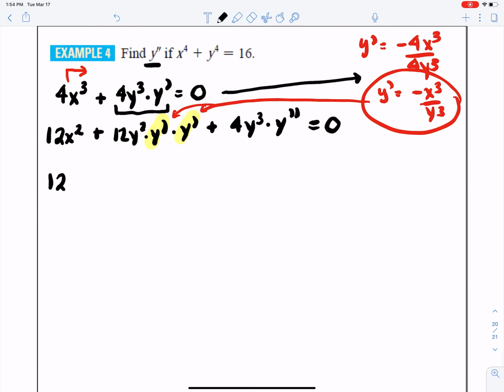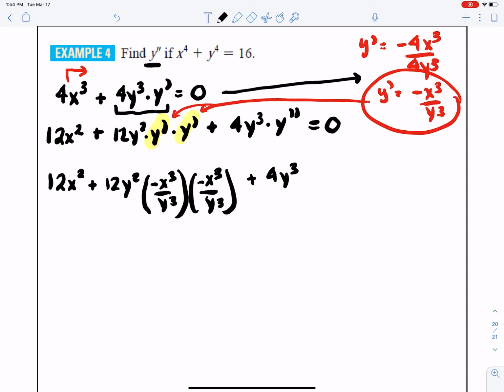Okay, so 12x squared plus 12y squared, I sub in my y prime once, sub in my y prime again, plus 4y cubed y double prime equals 0. Remember, my goal is to solve for y double prime, which is right here. So I'm going to clean this term up. My y squared will cancel with the 3 of those and have 1 left over. And other than that, nothing really happens.